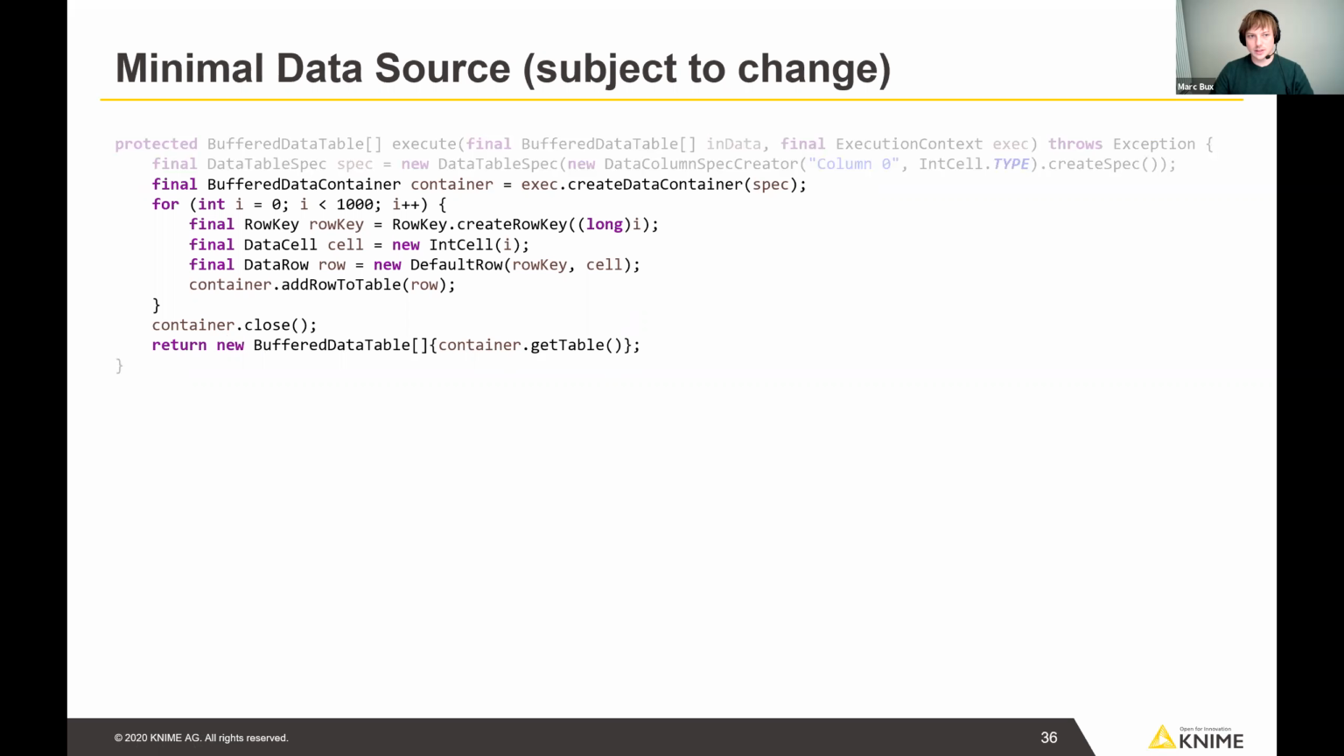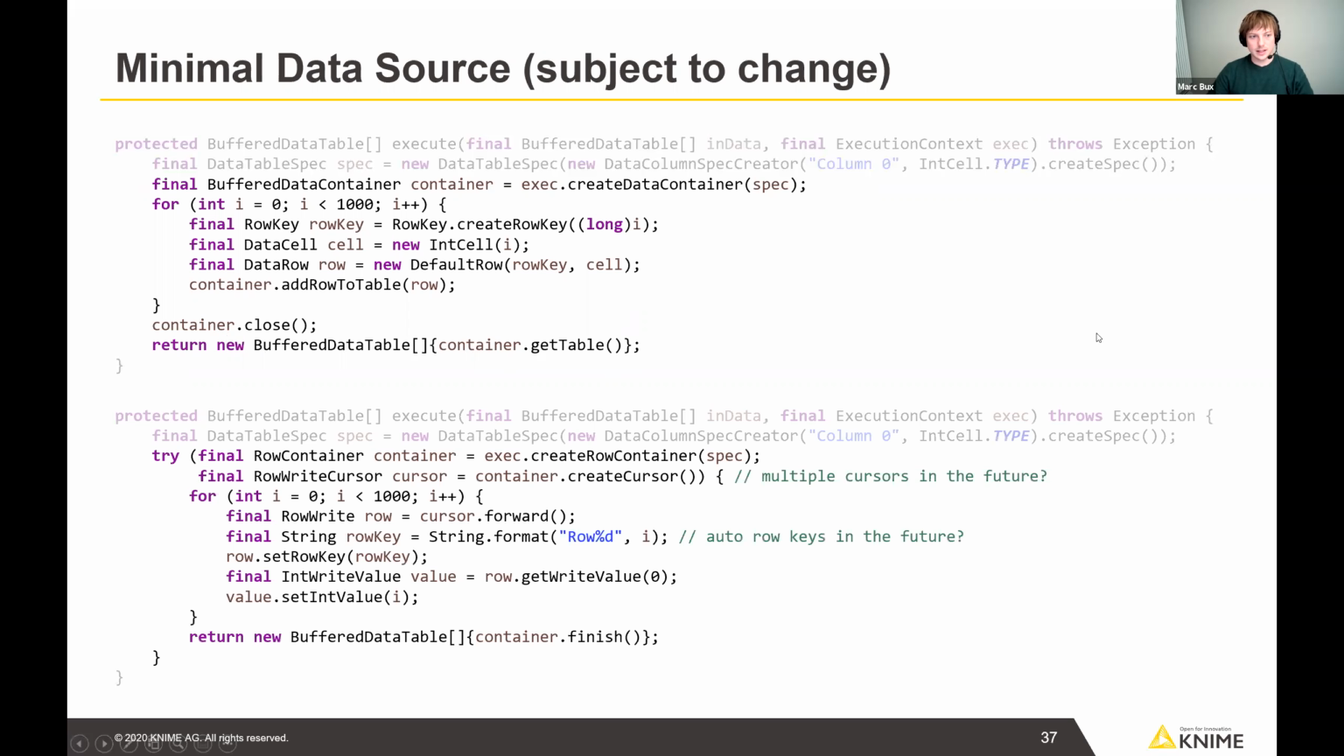Now with the new API, this is slightly changed. So I'll gray out what is similar. With this new API, it currently looks like this. You still have your container, but it's now no longer called buffered data container. This is actually a row container. On your container, you create a row write cursor. And then you have your loop once again. You get your row, you create a row key, you set the row key in the row, you get your int write value, and you set an int into that.